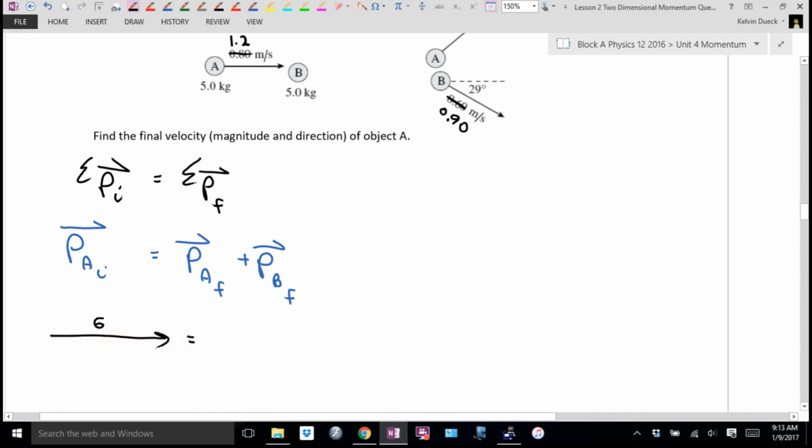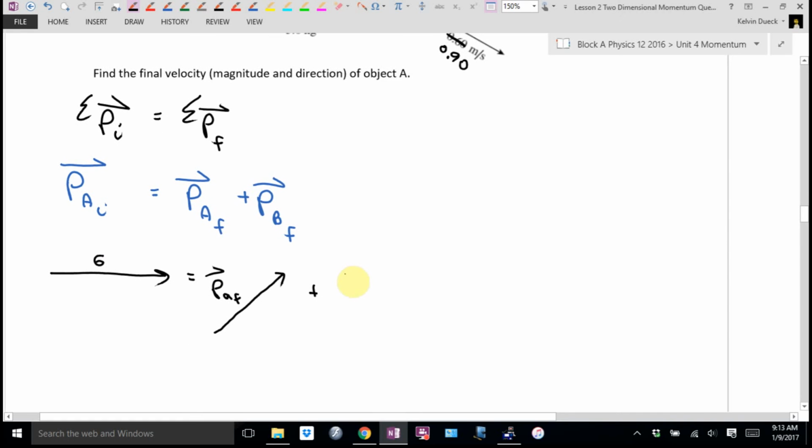When they collide, I don't know puck A's final momentum, it's a total mystery, but I do know it looked like that, so I'll call this momentum A final. They did give me that in the picture. Plus, I know a lot more about momentum B. Momentum B apparently went down at an angle of 29 degrees? Yes, sir. And I can fill in how big this is.